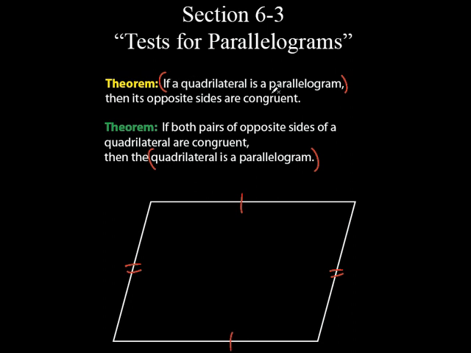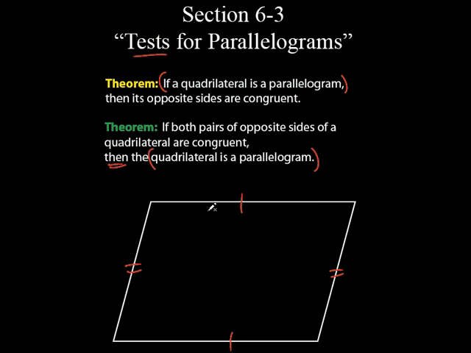This one said if a quadrilateral is a parallelogram, that was the if part of it. This is the then part of it. Then the quadrilateral is a parallelogram. You're basically switching it. So you don't know right off the bat that it's a parallelogram. That's why they call this a test for parallelograms. We're going to see if this figure is in fact a parallelogram depending on what is given to us.